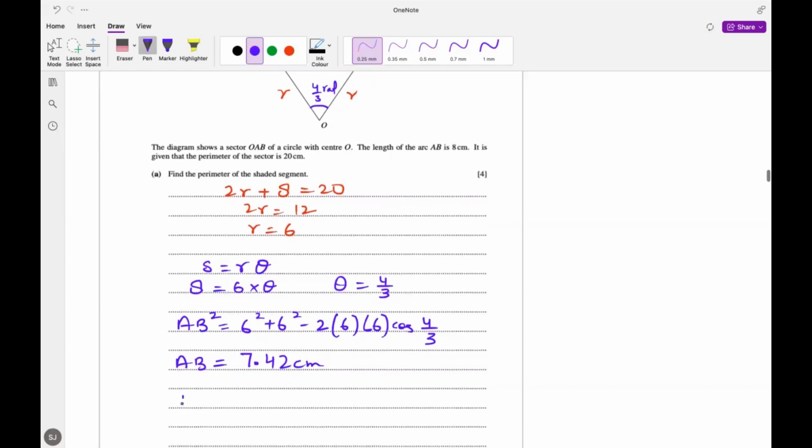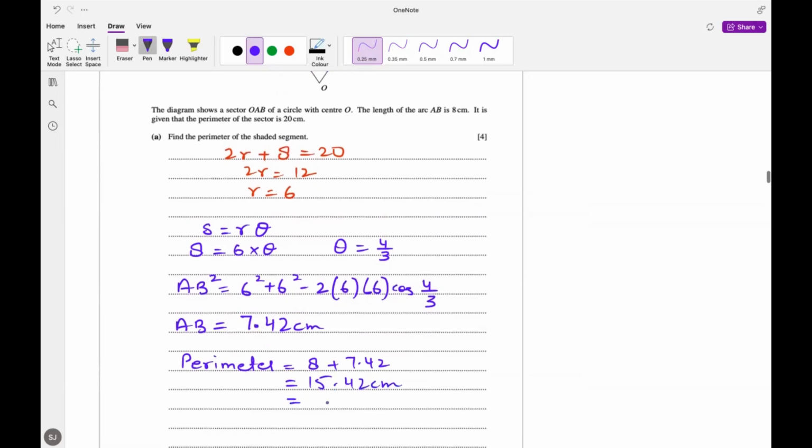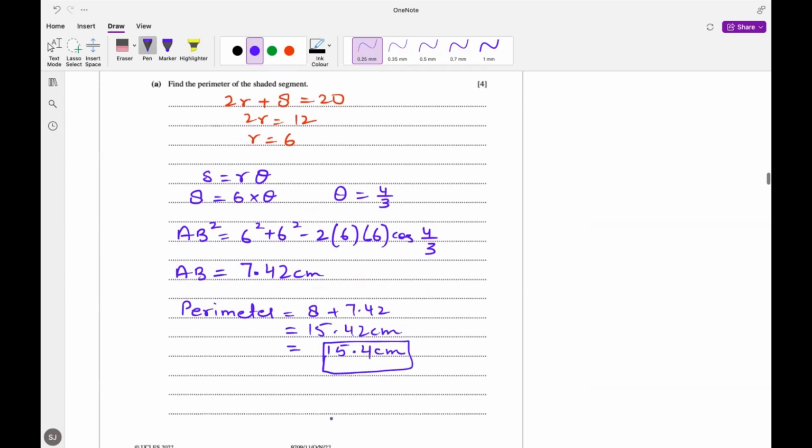So the total perimeter will be equals to the arc length, which is 8, plus 7.42, which will be equals to 15.42 centimeters. As we have to give our answer in 3 significant figures, we'll give our answer as 15.4 centimeters for the perimeter of the shaded segment.